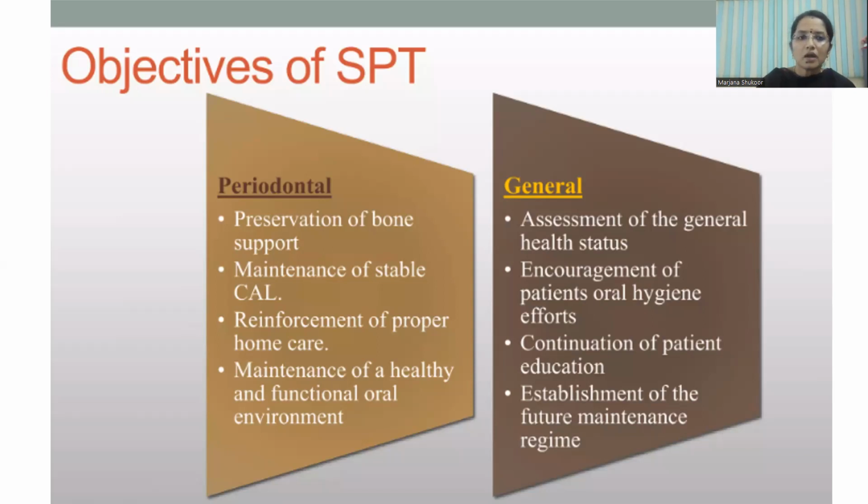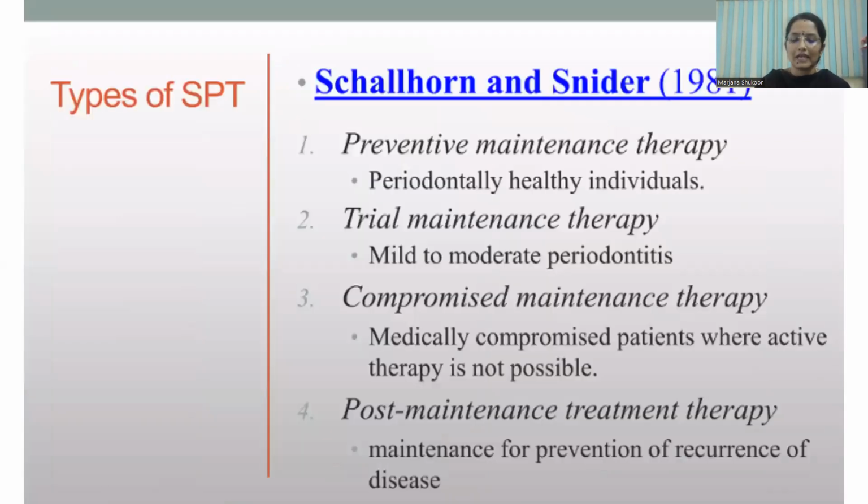Okay. Coming on to the types of SPT, we have 4 types of SPT according to Shallon and Snyder. The 4 types are preventive maintenance therapy, trial maintenance therapy, compromised maintenance therapy, and post-maintenance treatment therapy.